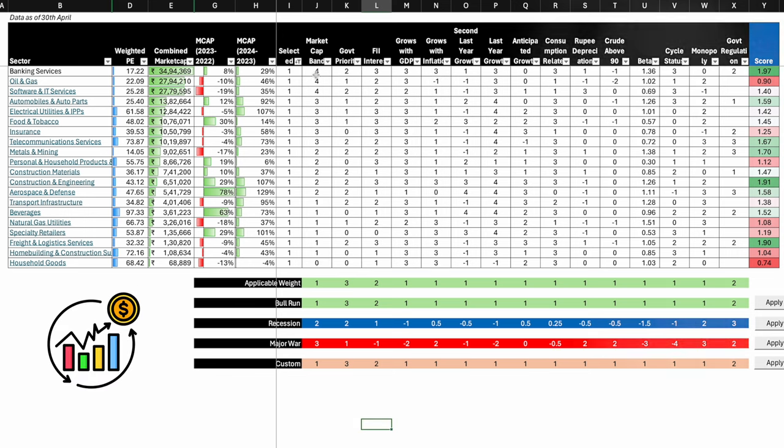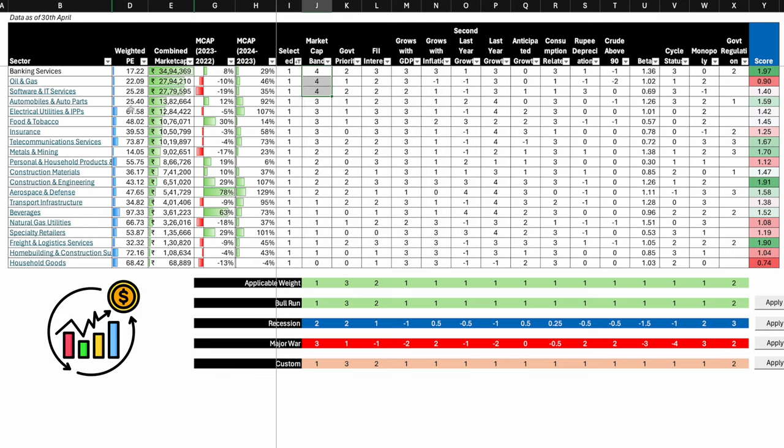Now, market cap band, the top 3 sectors which have the highest combined market cap. After that, 3 is given for everything which has 10 lakh crores or above market cap. Then 2 for 5 lakh crore and above. 1 for 1 lakh crore and above. And 0 for everything which is below that value.